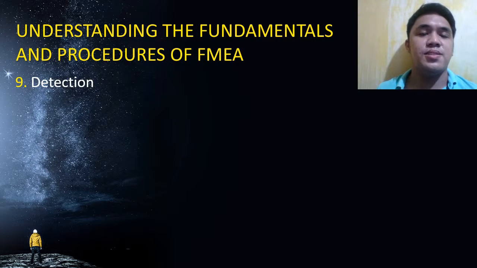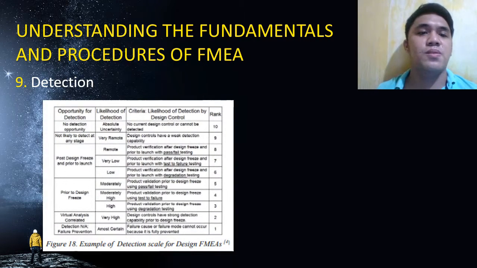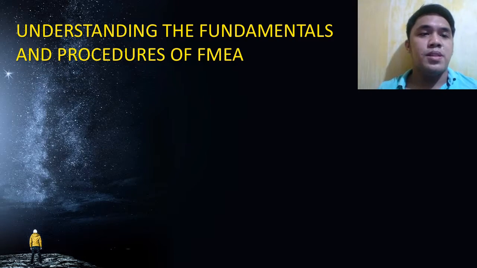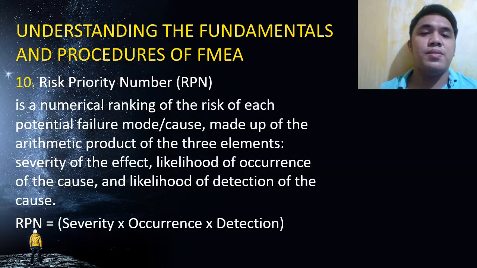Number 9 is the detection. It is a ranking number associated with the best control from the list of detection type controls. Based on the criteria from the detection scale, it considers the likelihood of detection of the failure mode or cause according to the defined criteria. It is a relative ranking within the scope of the likelihood of occurrence. Figure 18 is an example of detection scale for design FMEA, and Figure 19 is an example of a detection scale for process FMEA.